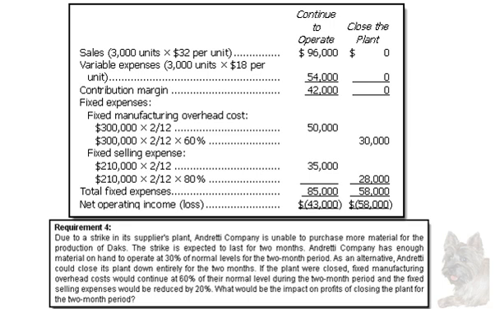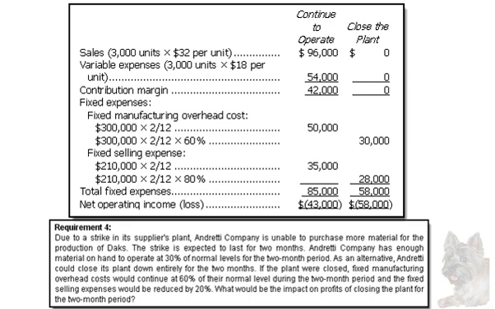Okay, there's a couple ways to solve this one. The approach I usually use, even though it takes a bit more time, is to lay out the alternatives in column form. So I've got a column here that says, what do we do if we continue to operate, and what if we close the plant? And then we lay out the operating income and determine what the differences are.